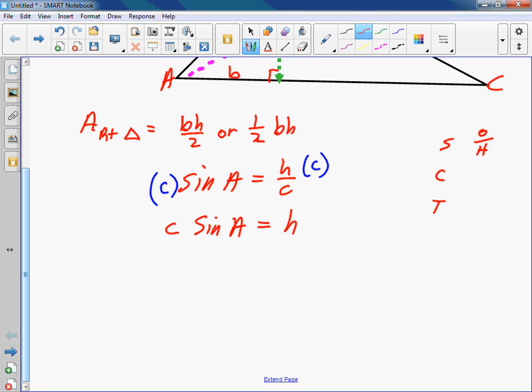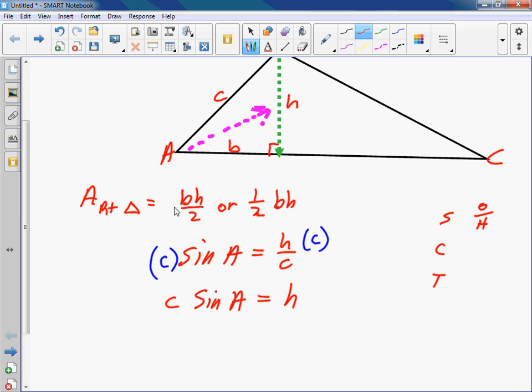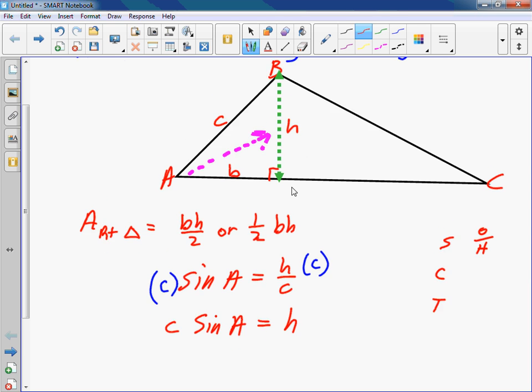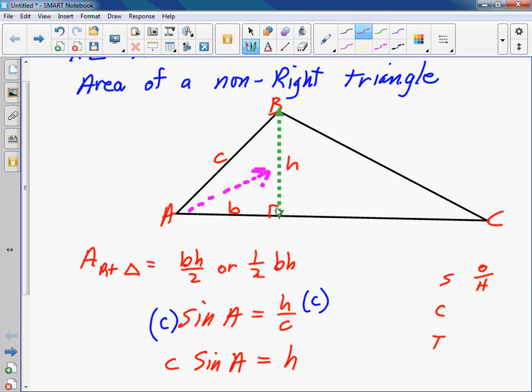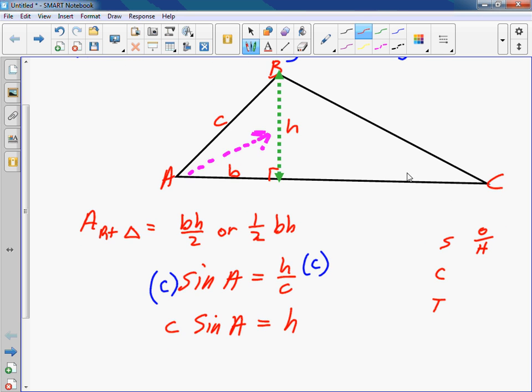Beautiful. Now, again, let's think back to when we said 1/2 base times height. So now we can say that's H. So that H, it gets even better. That H applies for this whole triangle here. That H represents the height. That C sine A represents the height of this whole entire triangle. It's beautiful. Lovely.